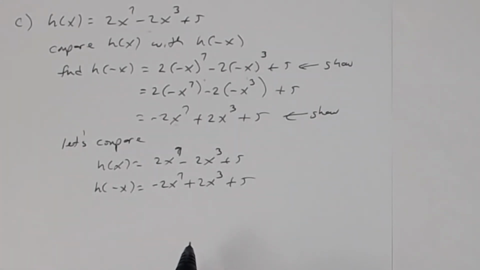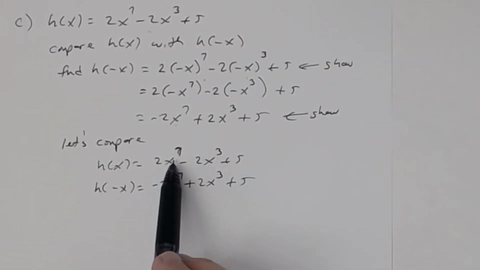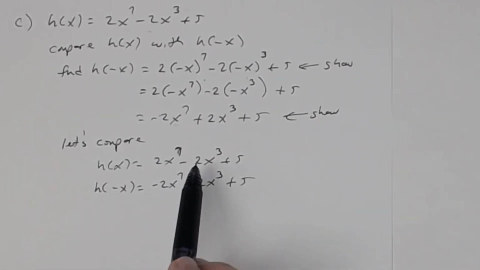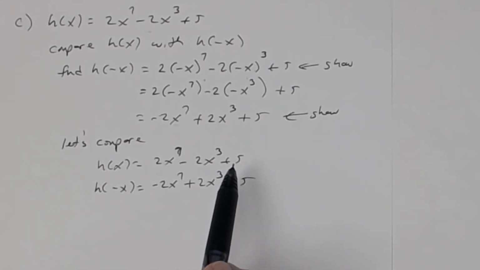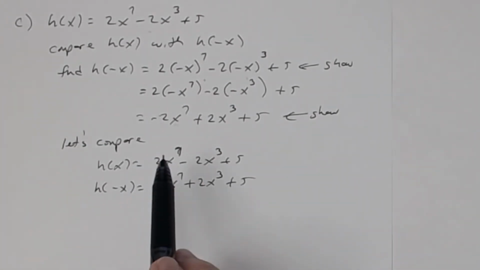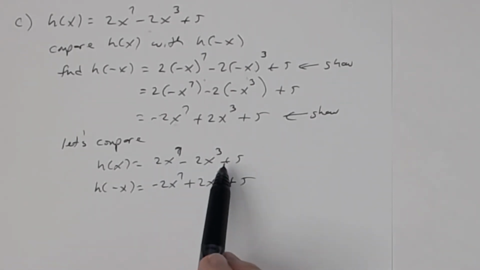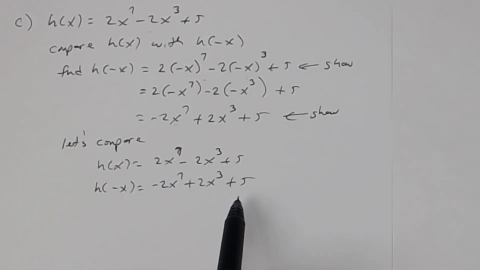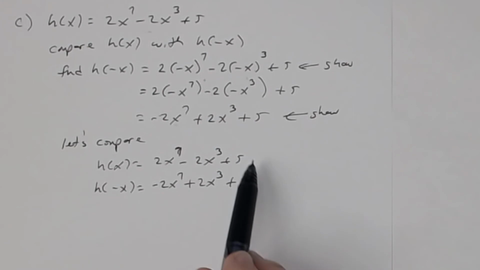Let's now see if it's an odd function. Are the y values opposites? Now listen carefully. These are opposites, 2x cubed and negative 2x cubed. But these are not opposites: 5 and 5 are the same terms. In order for you to say that the y values are opposites, every term's opposite has to be here. And that's not the case here because of this right here.